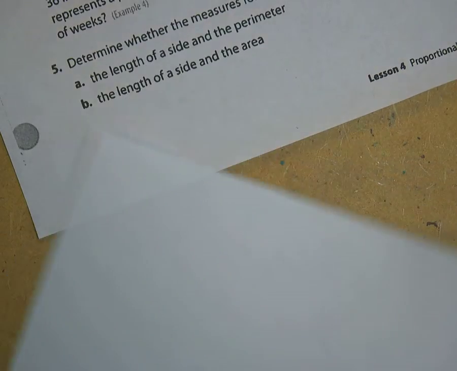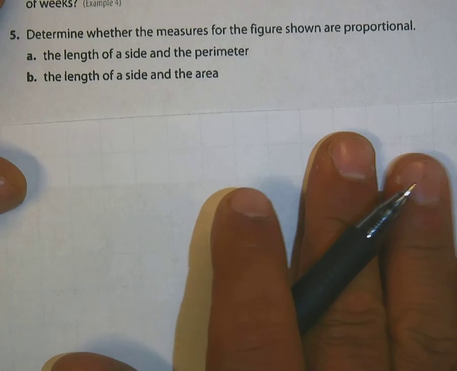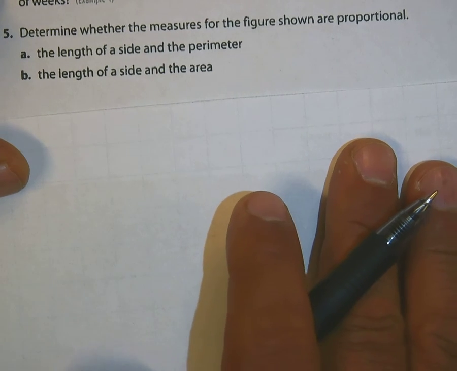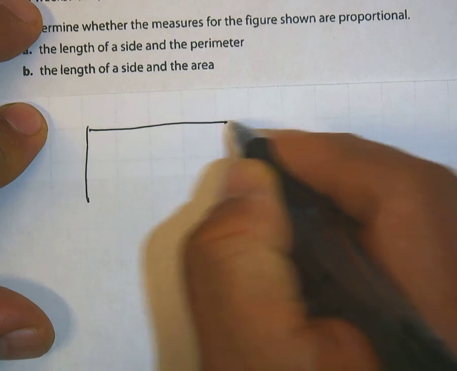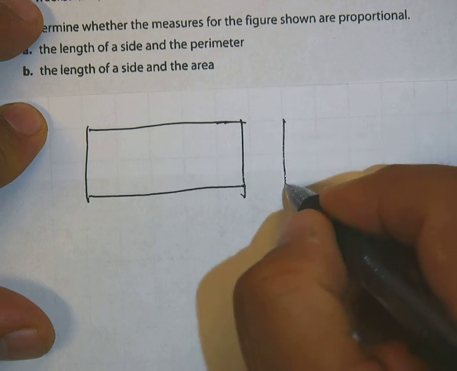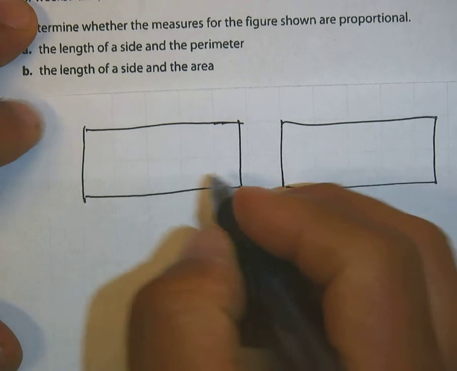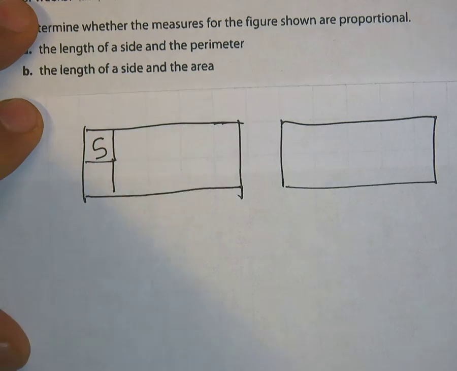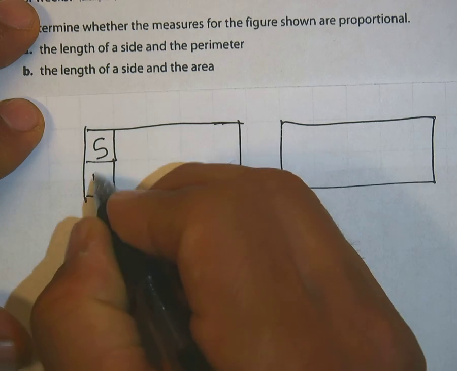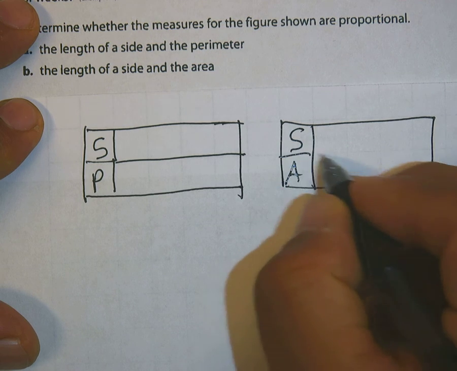Okay. Number 5 there. You have to determine whether the measures of the figures are proportional: the length of the side and the perimeter, and the length of the side and the area. So let's say you got a square. So you make 2 tables. You got the first one. You're gonna say, okay, the side. That's not a 5, that's an S. The side and the perimeter. And we're going to talk about the side of a square and the area.